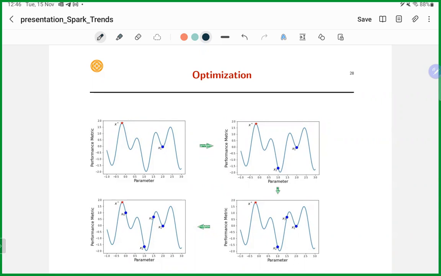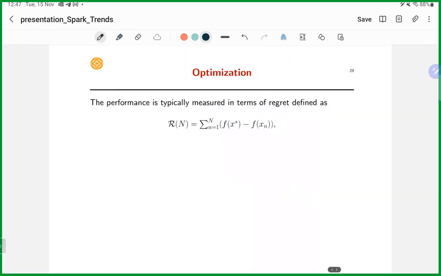So there's the nonlinear function f. There is an optimum point, let's say the maximum point for this function, x star. And we want to select a sequence of points like x1, x2, x3, x4, and so on, so that they converge to this optimum point. The performance is measured typically in terms of regret. That is the cumulative loss in the value of f at the observation points x1, x2, and so on, compared to the optimum point.